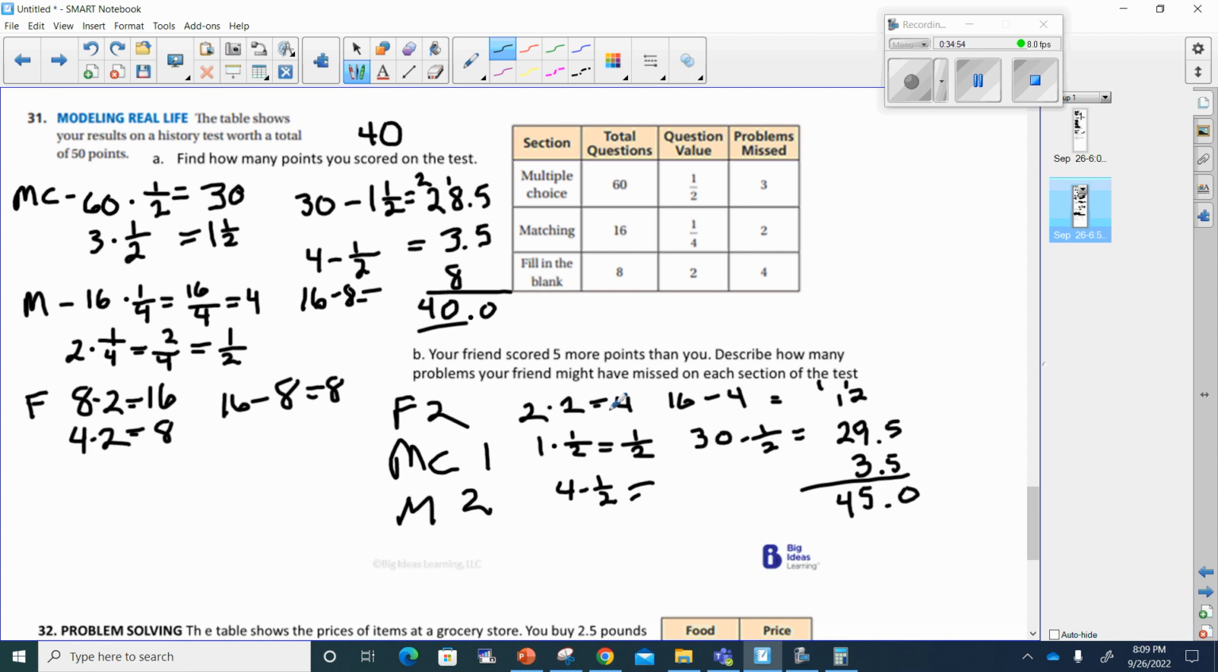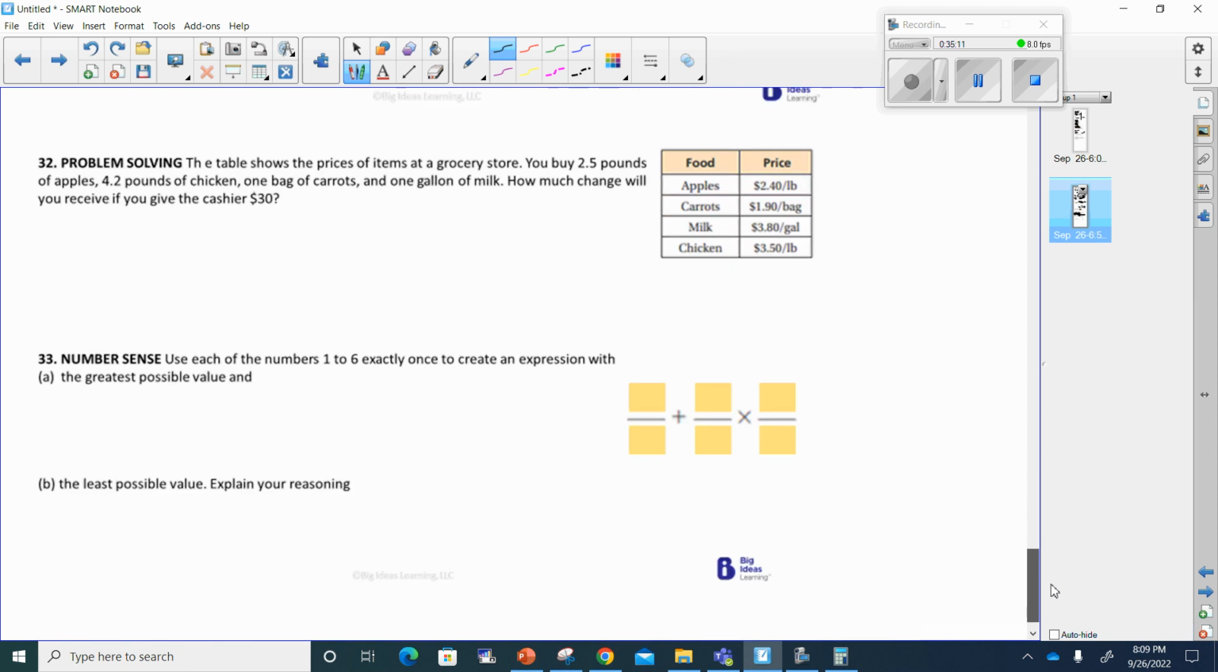And this is just a sample answer. I'm sure a bunch of different ones could have worked. I'm probably going to let you put anything down for B, but my friend could have missed 2 on the fill in the blank, 1 on the multiple choice, and 2 on the matching. And I think the rest of yours is to do tonight.